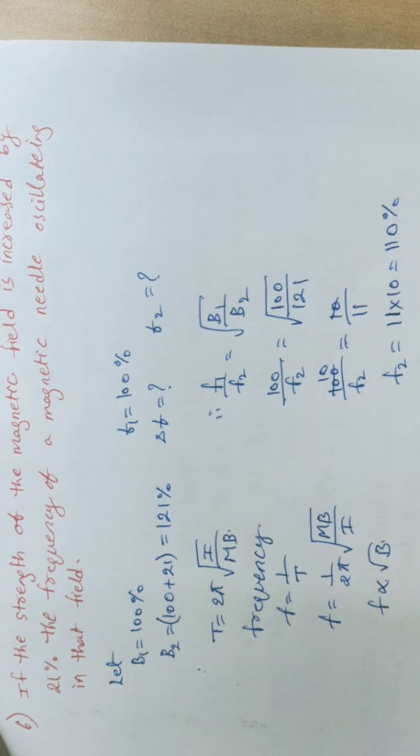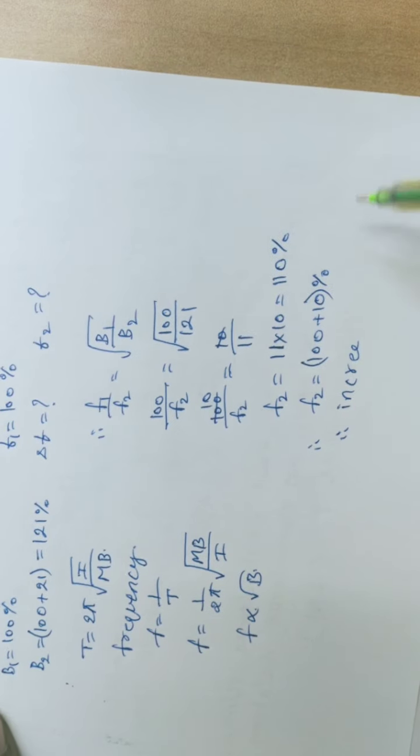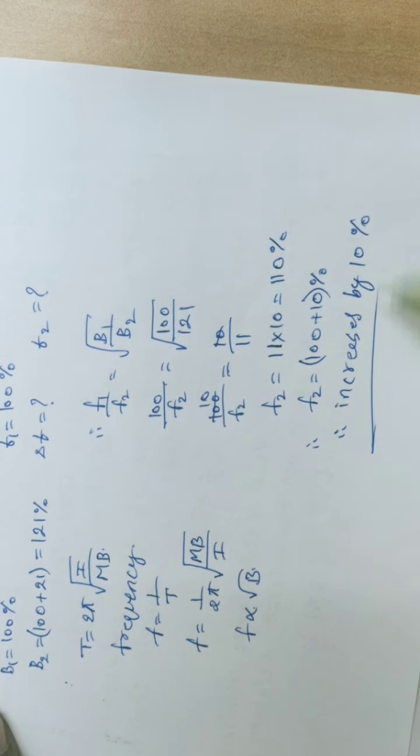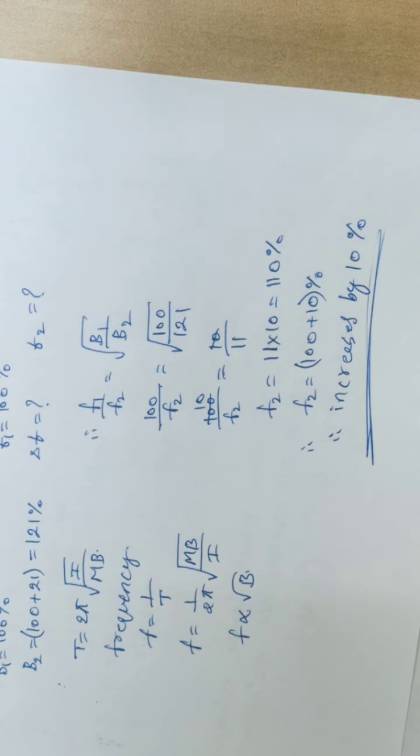that is 110% we got. Therefore, how much percentage increases? F2 we can represent as 100 plus 10%. Therefore it increases by 10%. This is the result for you. Okay, the F value increases nearly 10% in this situation.